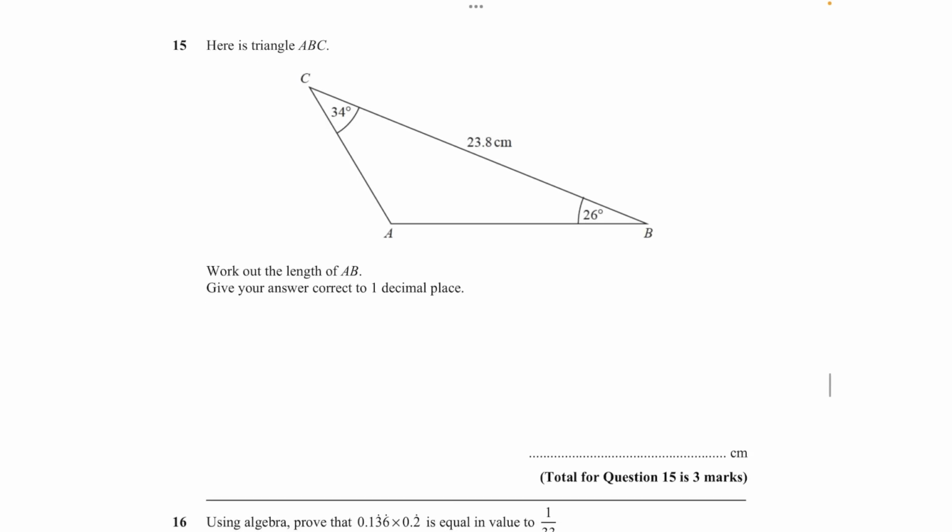Question number 15. Here is a triangle ABC. Work out the length of AB. Give your answer correct to 1 decimal place. Okay, so this question is giving me sine or cosine vibes.